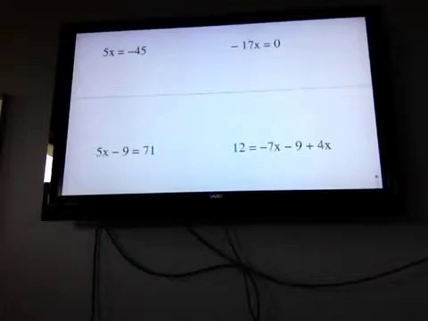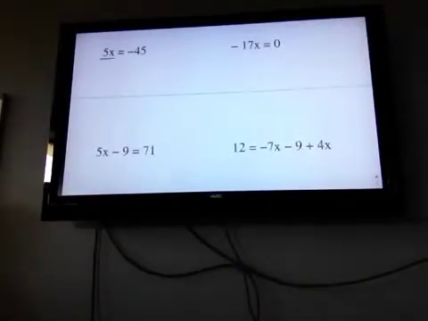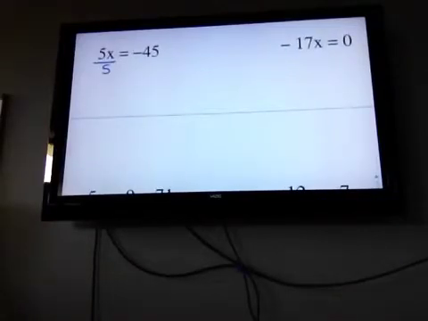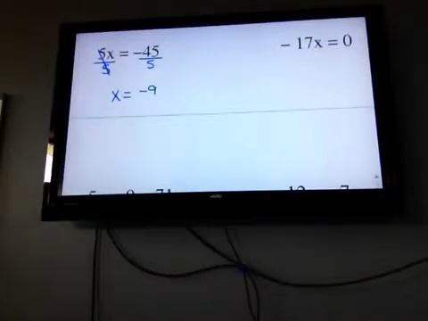All right, so these next two are multiplication. When the variable and the coefficient are next to each other, that indicates multiplication. So to undo it, I'm going to divide. So I'm going to divide by 5 on both sides of equals. 5 over 5 gives me 1x. That's why we do it. Gives me 1x. Negative 45 over positive 5 gives me negative 9.